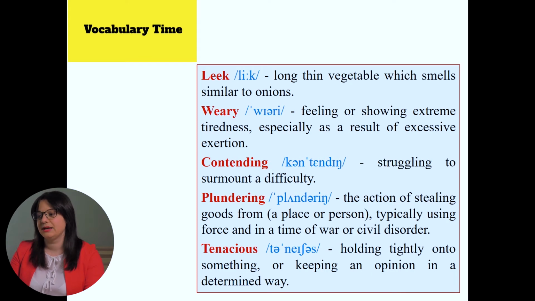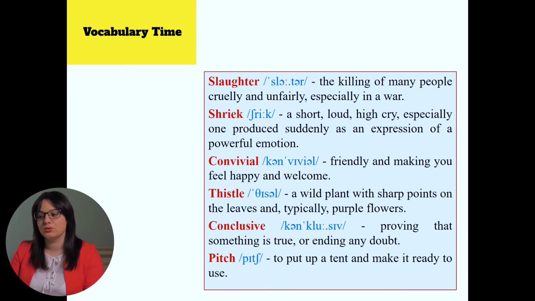Slaughter. The killing of many people cruelly and unfairly, especially in a war. Shriek. A short, loud, high cry, especially one produced suddenly as an expression of a powerful emotion. Convivial. Friendly and making you feel happy and welcome. Thistle. A wild plant with sharp points on the leaves and typically purple flowers.